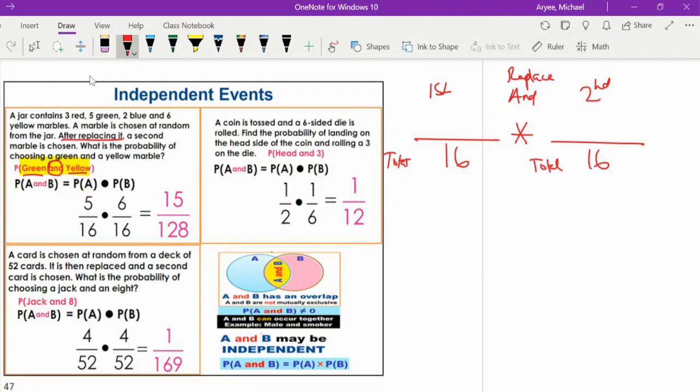So in this case, you're going to ask yourself the first time, what did they select? They select green marbles. All right. How many greens are there? 5 over 16. Then they put it back. They replace it, right? So the total still stays at 16. Then they pick up another marble, a yellow marble. How many yellow marbles do we have? We have 6. So that will be times 6 over 16.